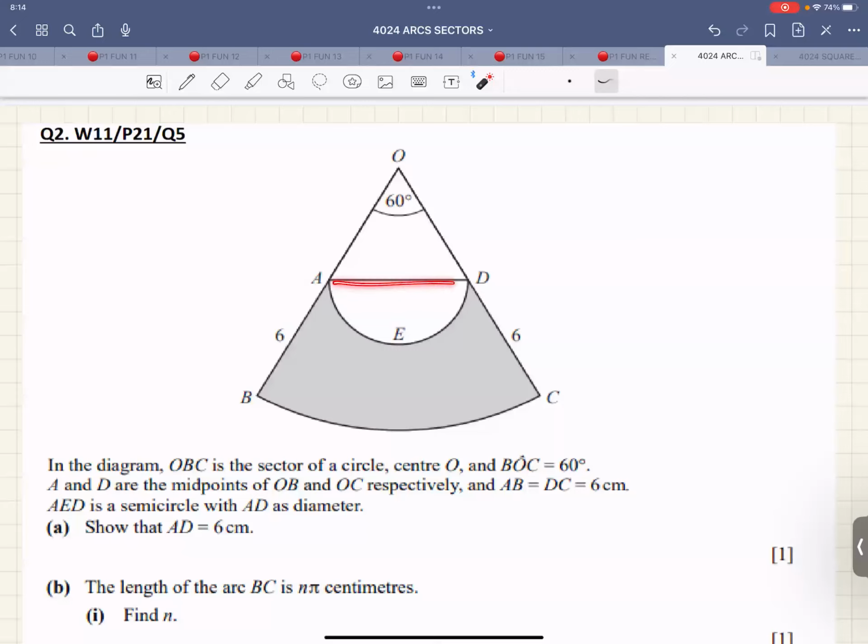Show that AD equals 6. Now that's the first thing. AED is a semicircle with AD as the diameter. So AED is a semicircle with AD as the diameter. Now it says, show that AD is equal to 6.